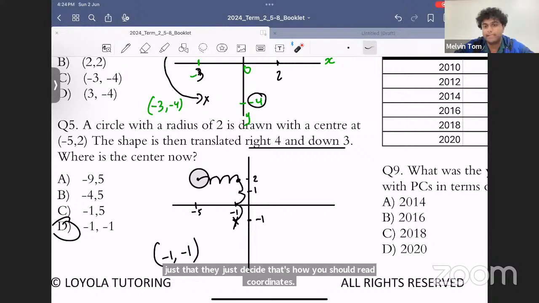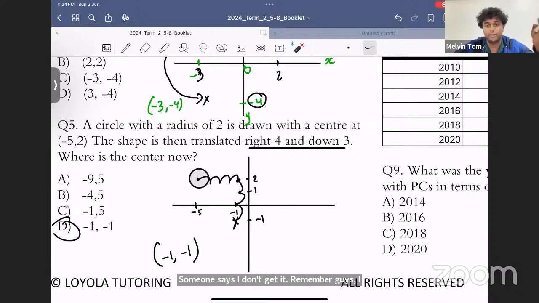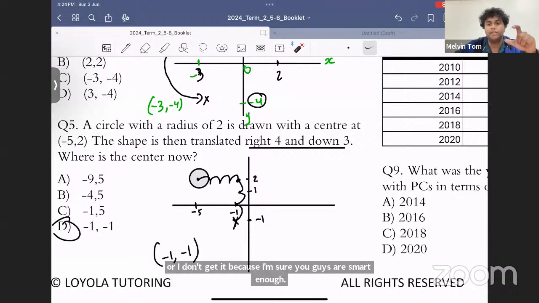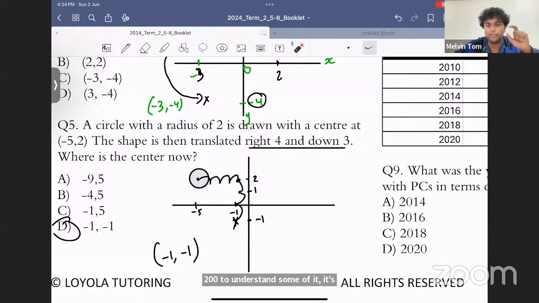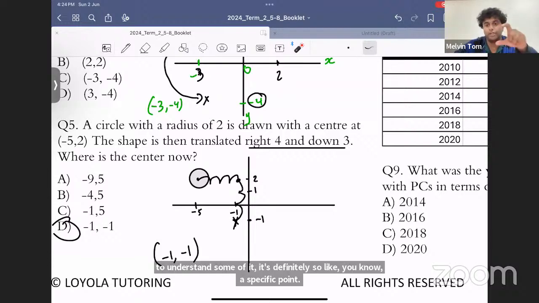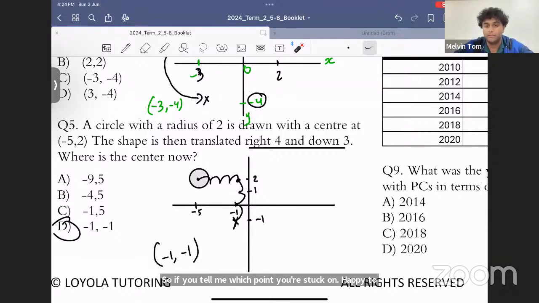Someone says, I don't get it. Remember, guys, I don't answer questions where you just say, I don't understand or I don't get it, because I'm sure you guys are smart enough to understand some of it. It's definitely so a specific point. So if you tell me which point you're stuck on, happy to help you guys out there.